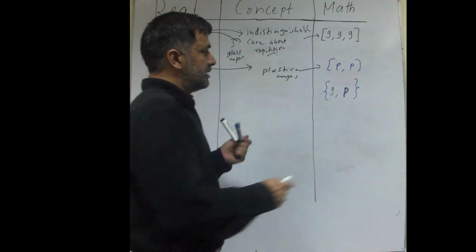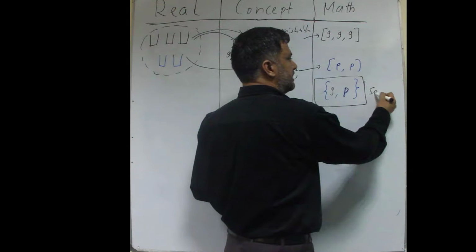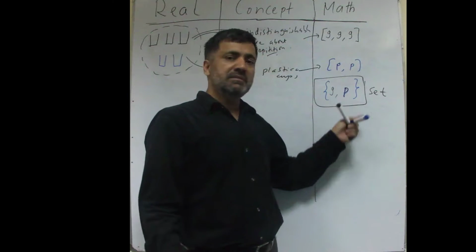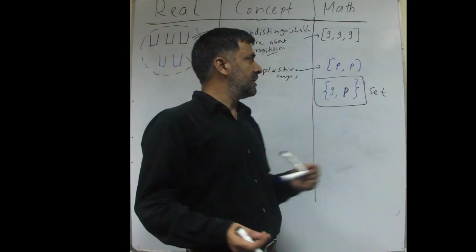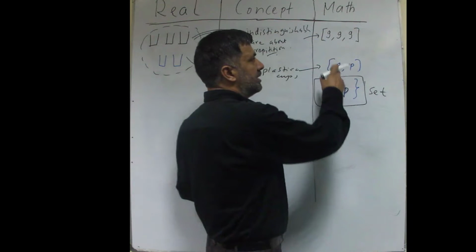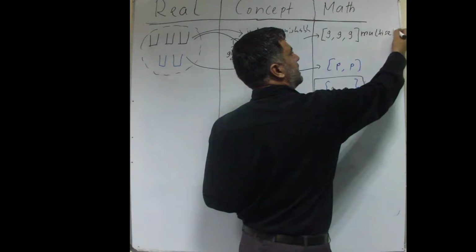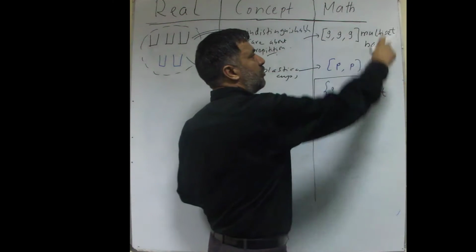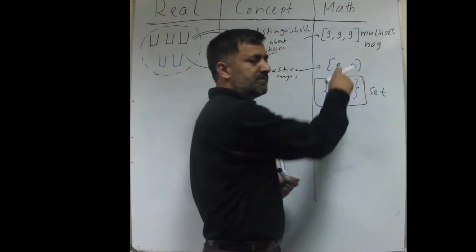Mathematically, this object is called a set, you know that. So no repetition, and the order doesn't matter. It doesn't matter whether you write P before G or G before P. This is a different type of collection. This is usually called a multi-set. Some people also call it a bag. So this is one multi-set, a multi-set of glass cups and a multi-set of plastic cups.